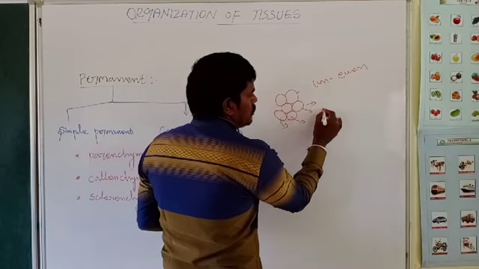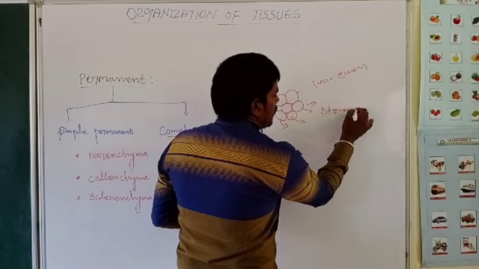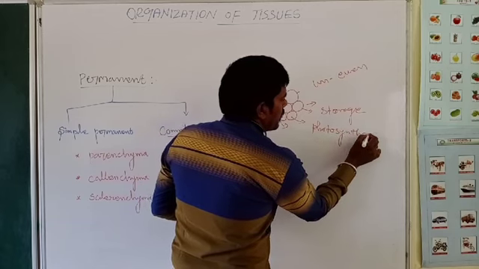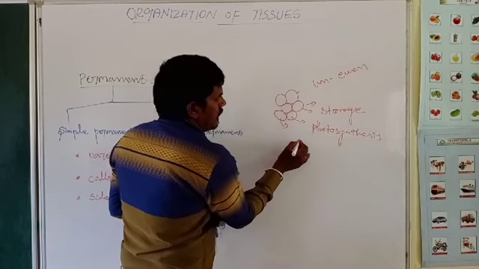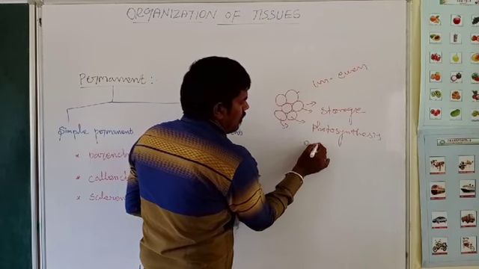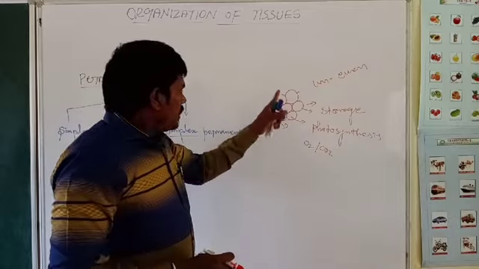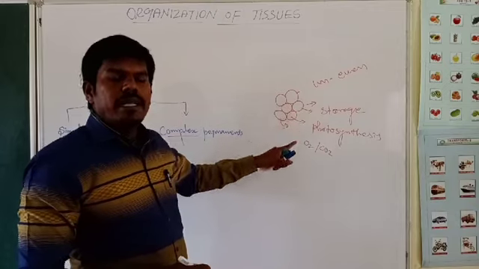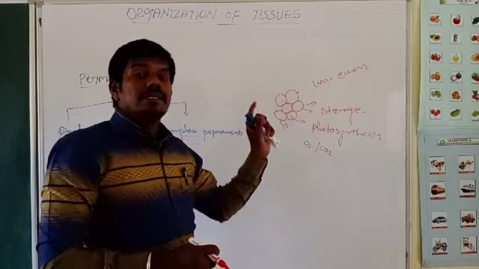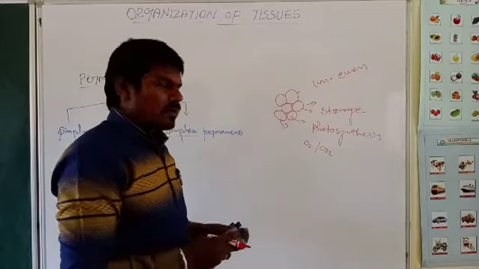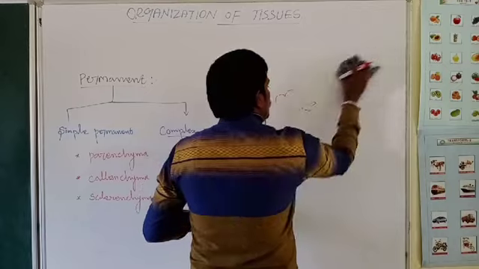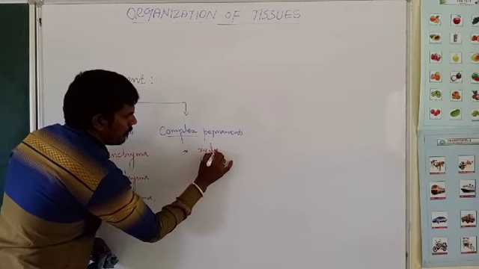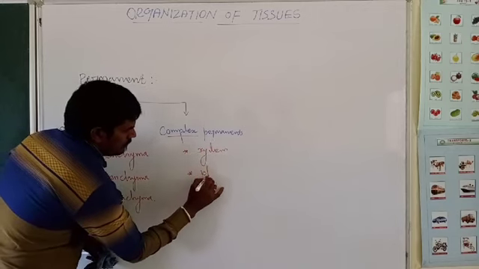For example, this one is involved in storage, this one in photosynthesis, and this one in gas exchange. So complex permanent tissues also have a group of cells, but the group is not involved in a similar function, and it is not structurally uniform. It is uneven. This complex tissue is classified into two types. The first one is xylem, and the second one is phloem.